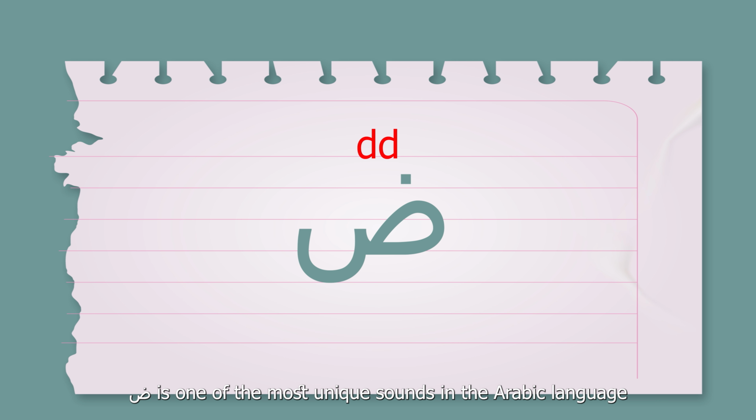Da is one of the most unique sounds in the Arabic language. It's similar to the letter d in English, but much deeper and pronounced from the middle of the mouth. Da is exactly the same as the sa letter. The only difference is the dot above it.